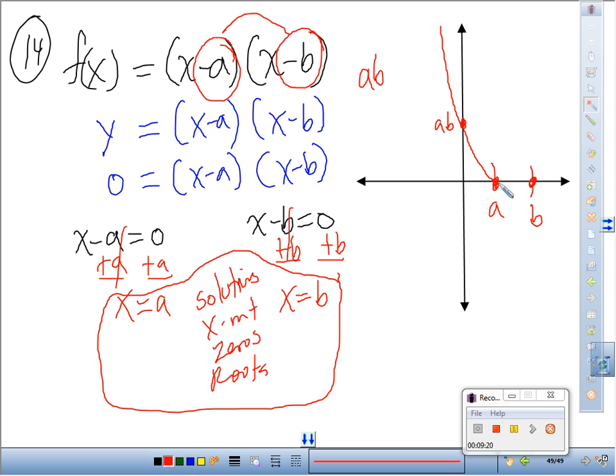So my parabola is right there. Does that make sense? Yeah, right? Does everybody see what we did? All right. Let's move on. Let's go to number 15.